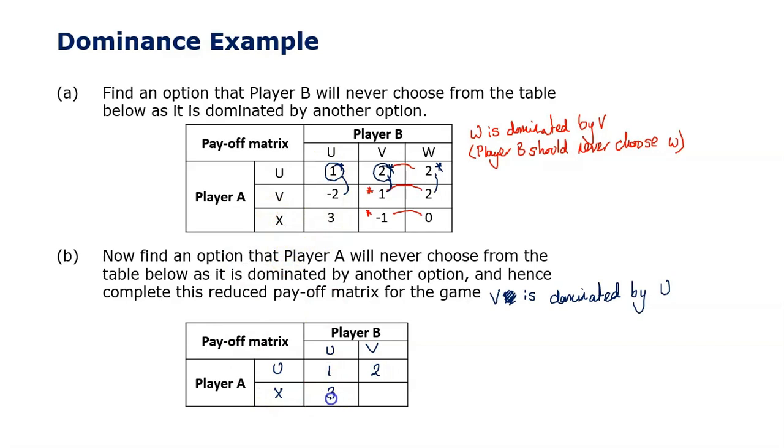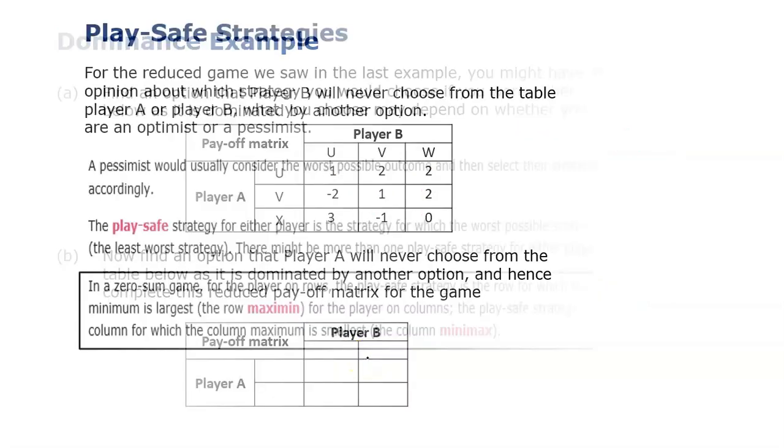XU is 3. And XV is -1. So it looks like player A is going to win this game. You can see most of the points. But that is still player B's best option, always. So look out for dominance. This is an important idea.